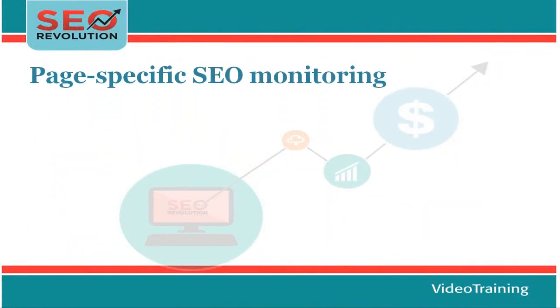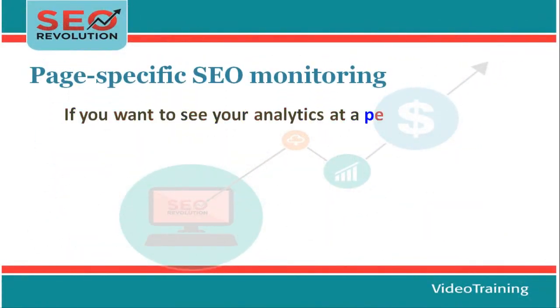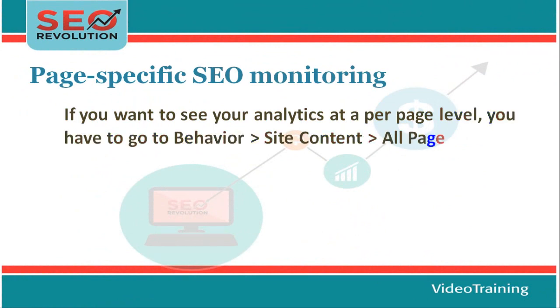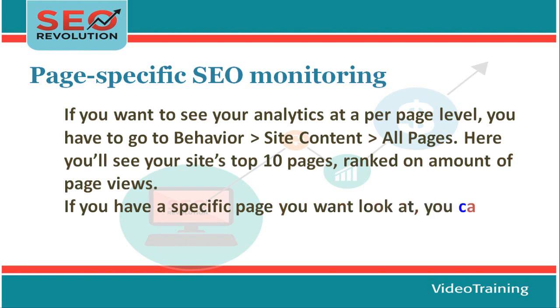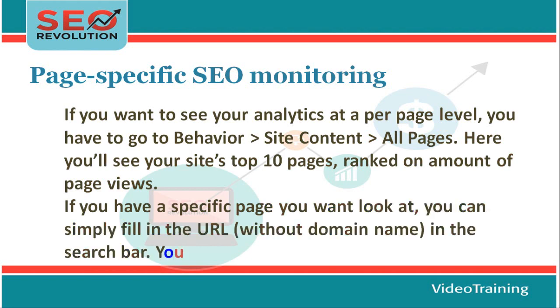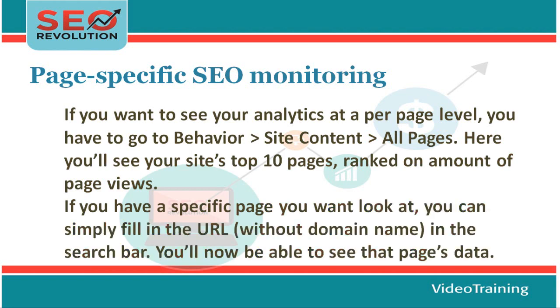Page-specific SEO monitoring. If you want to see your analytics at a per-page level, you have to go to Behavior, Site Content, All Pages. Here you will see the site's top 10 pages ranked on amount of page views. If you have a specific page you want to look at, you can simply fill in the URL, without domain name, in the search bar, and you'll now be able to see that page's data.